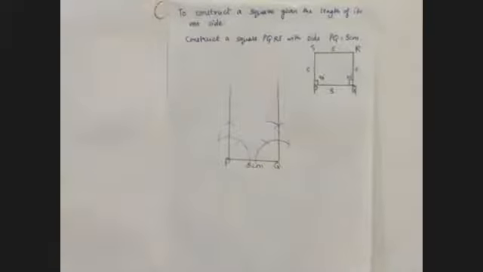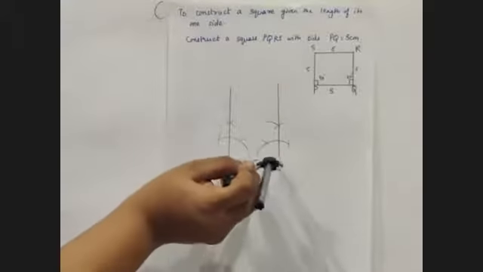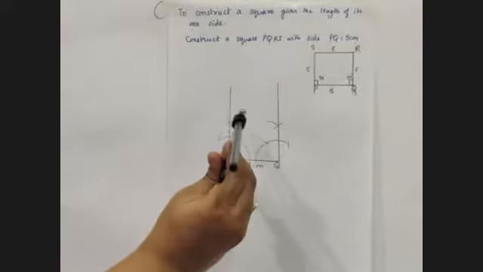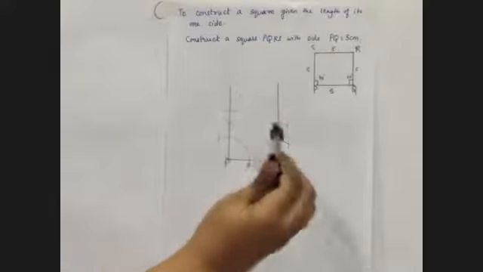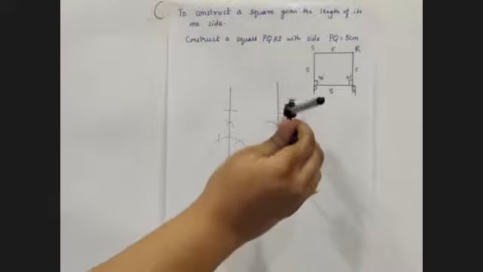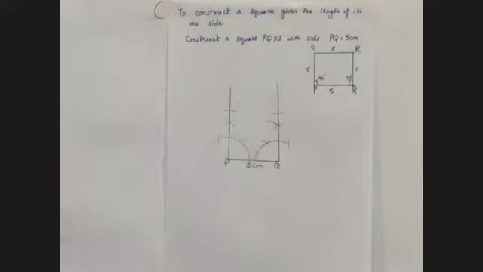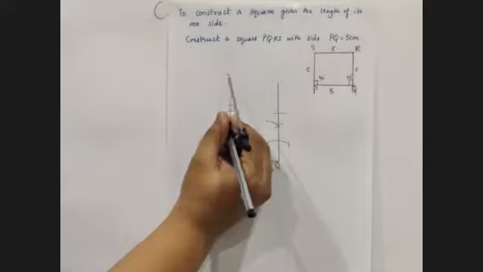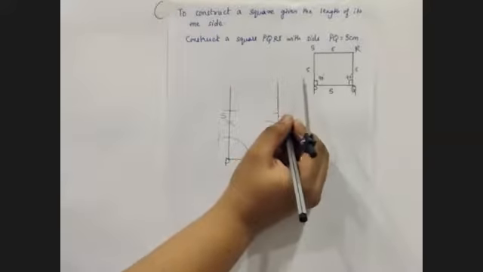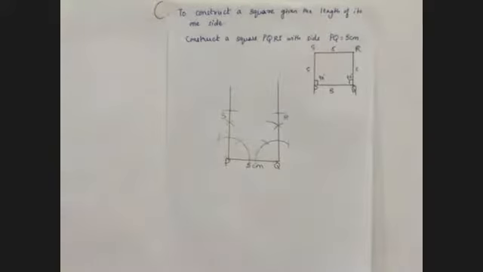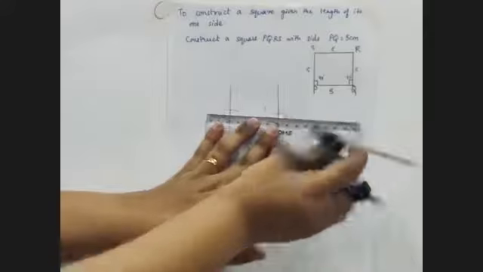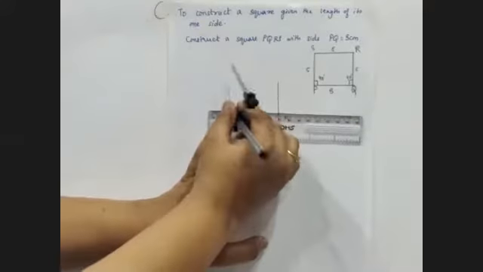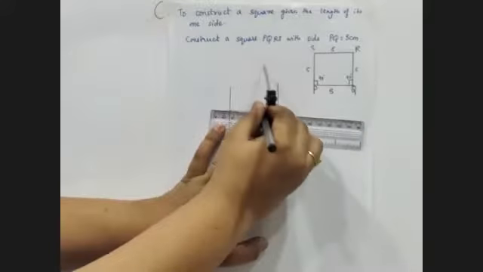Right? Now what we have to do, we have to construct the two sides, 5 centimeter. Measure this, keep it over here, cut the arc, keep it over here and cut the arc. Now these are the other two vertices. So this is my point S and this will be my point R. So what we have now, join this and this is my required square.